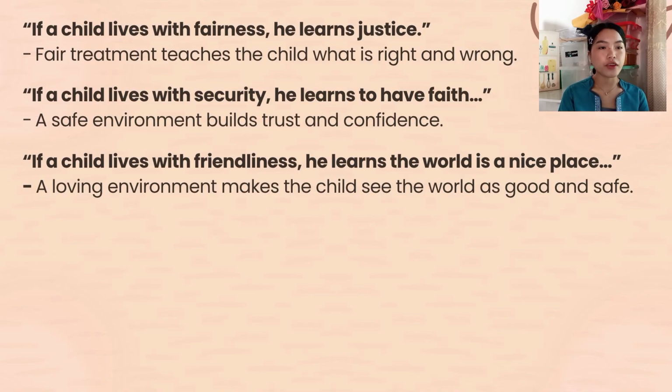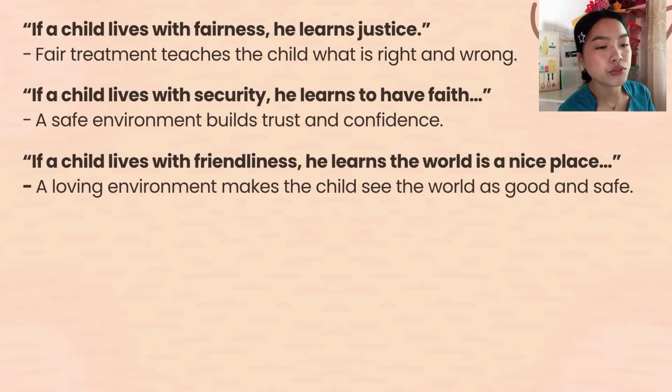If a child lives with fairness, he learns justice. So this means, class, fair treatment teaches the child what is right and wrong. Diba? So, equal treatment among siblings teaches fairness. If you have seen that there is no bias in the environment that you are living in, so there is equal treatment among you and your siblings, of course the child will really know what is right and wrong. And of course, when he or she grows up, he will also value equal treatment or fairness. So you better be fair to your children if you are going to be parents in the future.